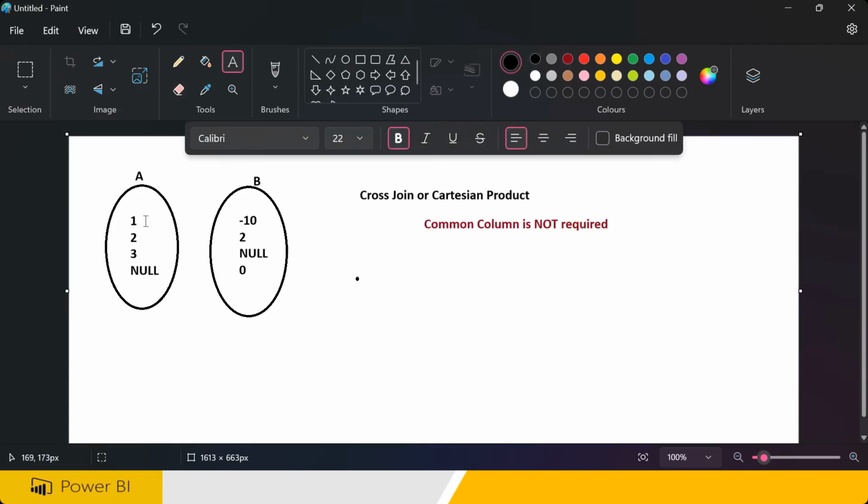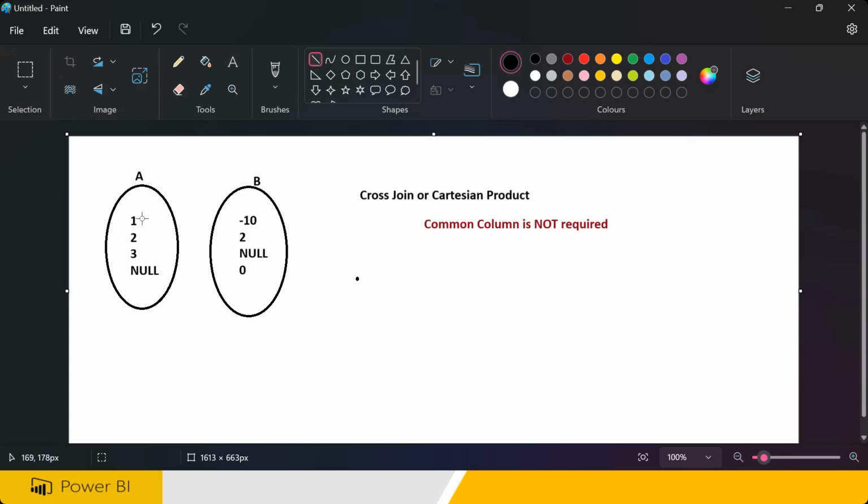So how is it going to work? Let me tell you. 1 is going to be matched with -10, 1 with 2, 1 with null, and 1 with 0. Again, 2 with -10, 2 with 2, 2 with null, and 2 with 0. And 3 with -10, 3 with 2, 3 with null, and 3 with 0. And null with -10, null with 2, null with null, and null with 0 also.